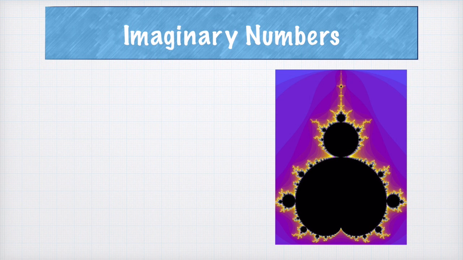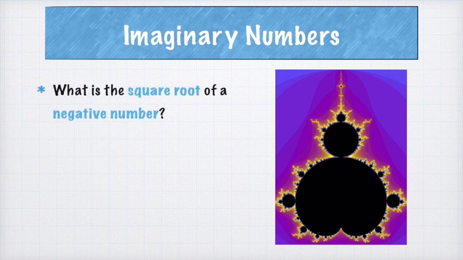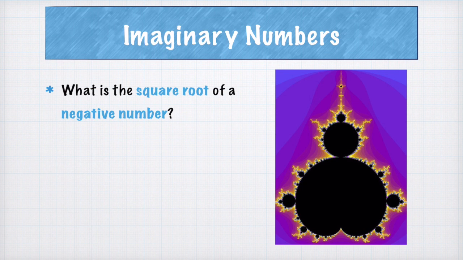Now we're going to talk about imaginary numbers. On the side we have a fractal, which is actually created by imaginary numbers, and imaginary numbers get a really bad name. And our basic thing though is we have to ask the question, what is the square root of a negative number? And there's a really long explanation to this. It involves a little bit of calculus and a little bit of algebra.